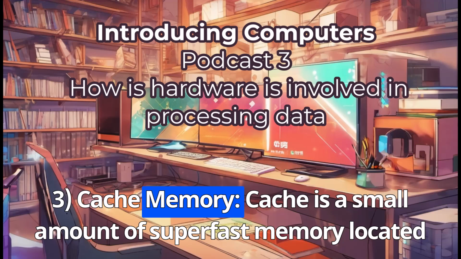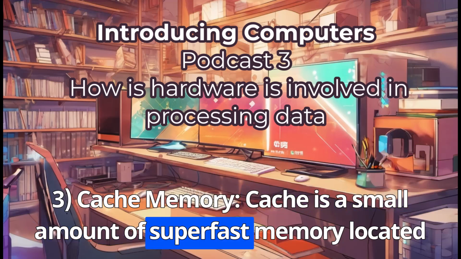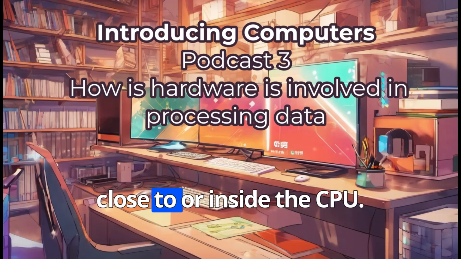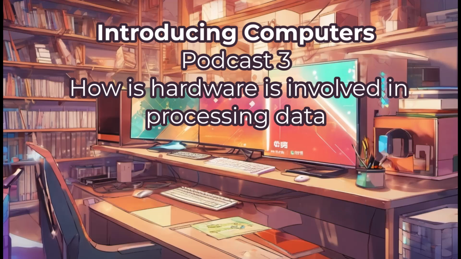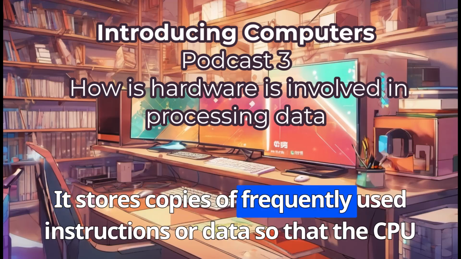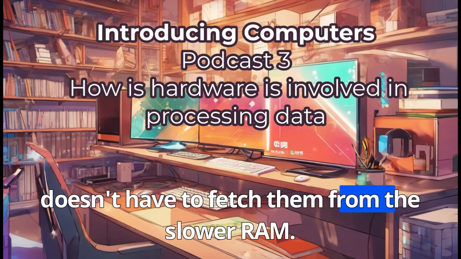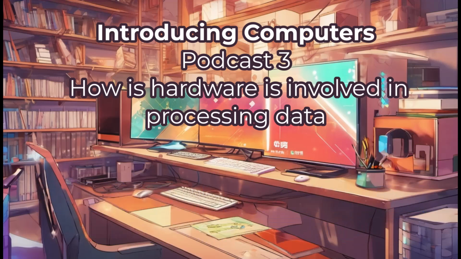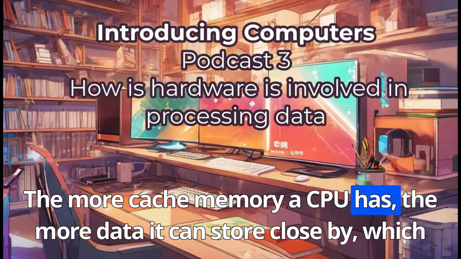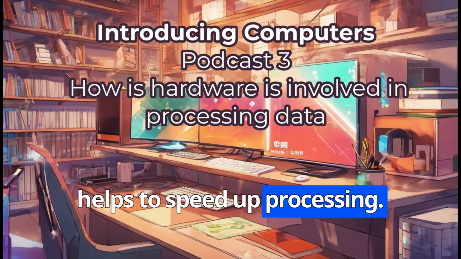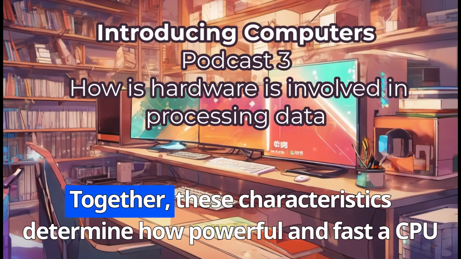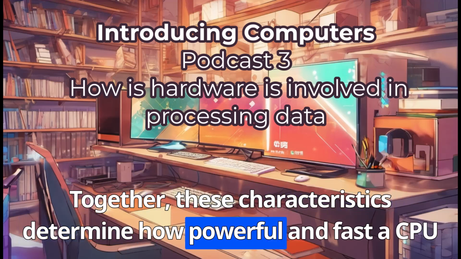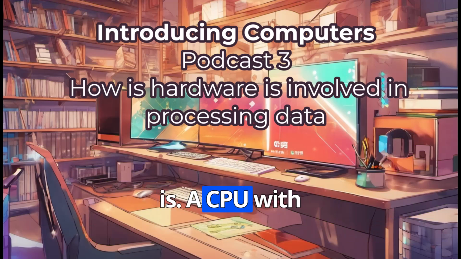3. Cache memory: cache is a small amount of superfast memory located close to or inside the CPU. It stores copies of frequently used instructions or data so that the CPU doesn't have to fetch them from the slower RAM. The more cache memory a CPU has, the more data it can store close by, which helps to speed up processing. Together, these characteristics determine how powerful and fast a CPU is.